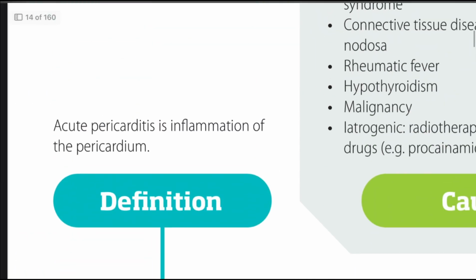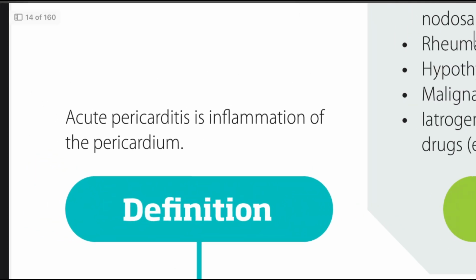First of all, we are going to see the definition. Acute pericarditis is inflammation of the pericardium. Here we can see pericarditis is inflammation of the pericardial sac around the heart. The pericardial sac will get inflamed. Here we have some different types. We can differentiate pericarditis into four different types.